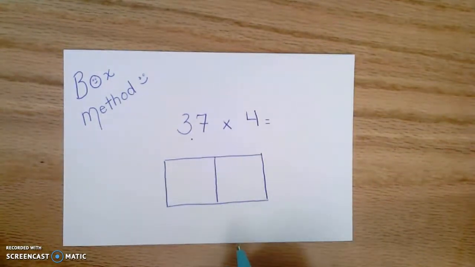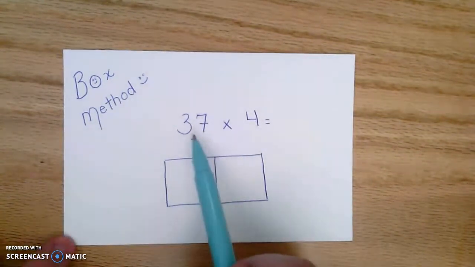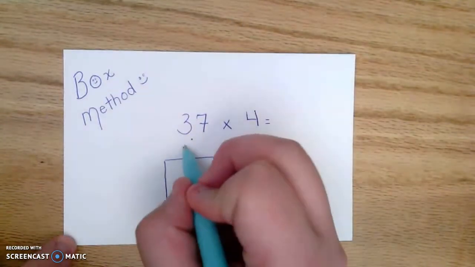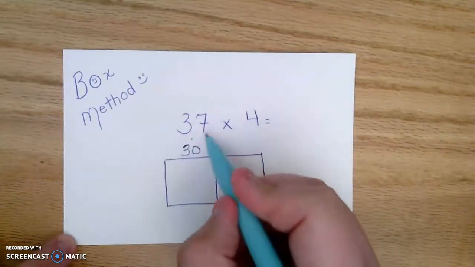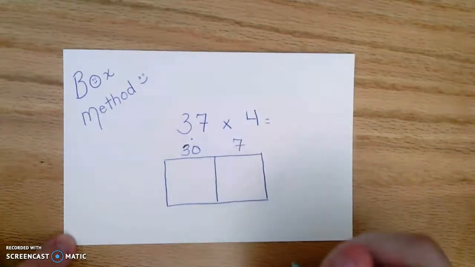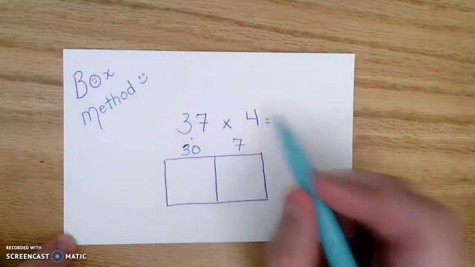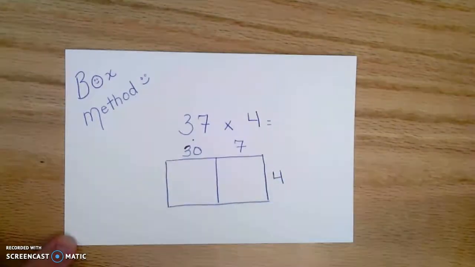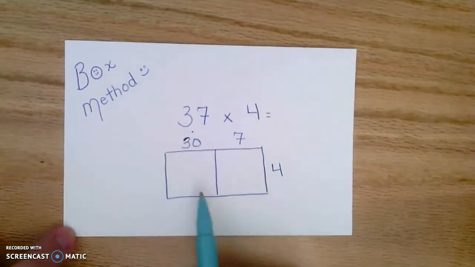Next, we know that in 37, there are 30 tens, and we know that there are 7 units. But we have nothing to multiply it by, so we're going to take that 4, and we're going to put it over here. So, to begin, we're always going to start on the left side.